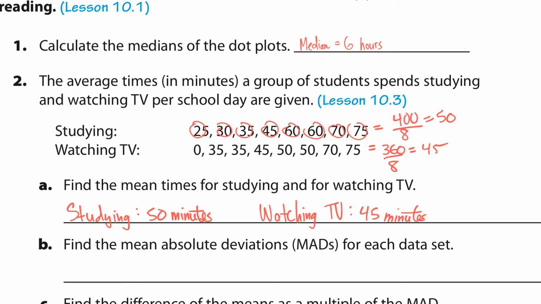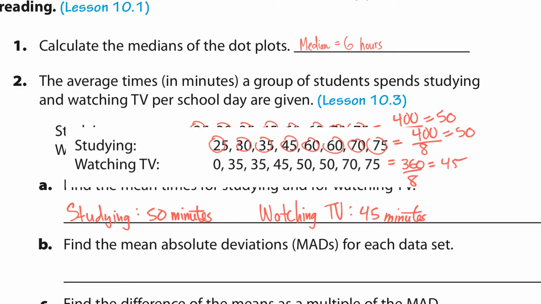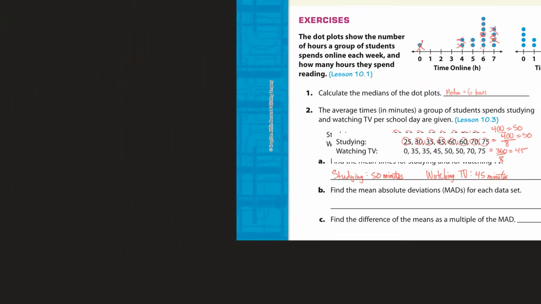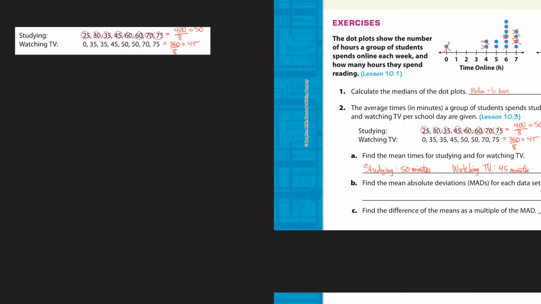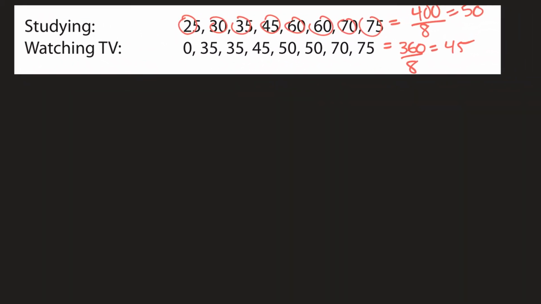Okay, so now we're going to do something really new. Find the mean absolute deviations, the MADs, for each data set. I'm going to copy this here, and I'm going to bring it out over here so I have some room to work with. And okay, so the mean absolute deviation. I like to work with white on this. So the mean absolute deviation.